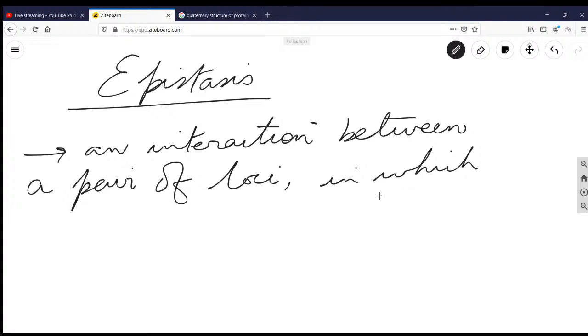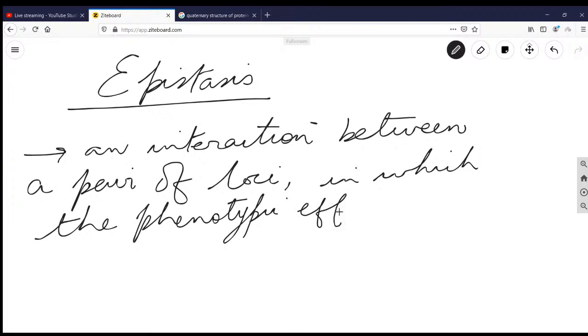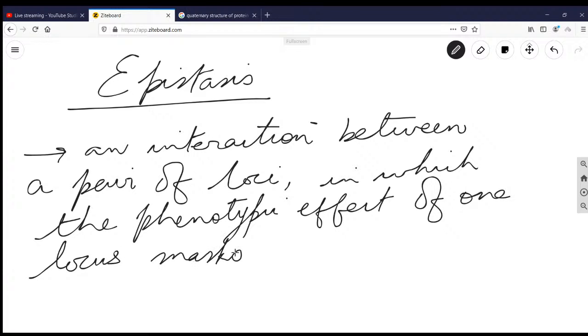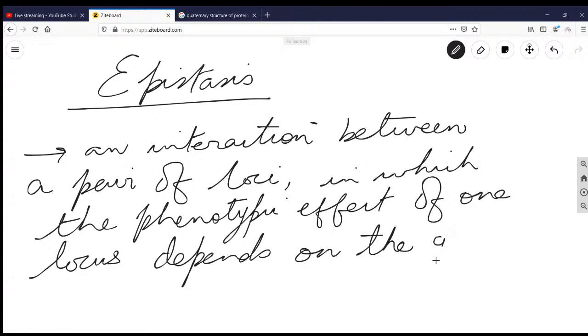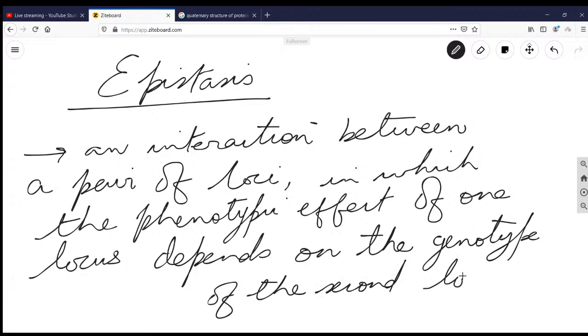in which the phenotypic effect of one locus masks, or one locus depends on, the genotype of the second locus. So this is a completely different phenomenon which has been given at the end of your chapter, epistasis. It means that this is an interaction between two different genes, not the same alleles.